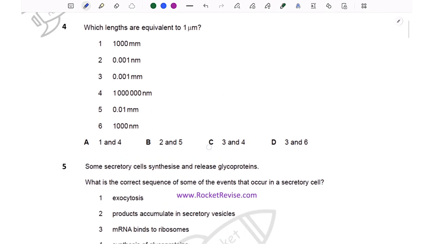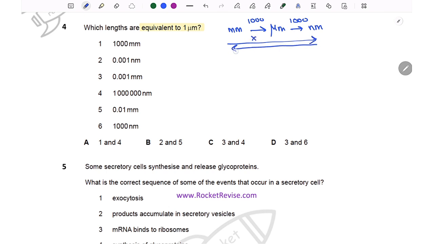Next question. Which lengths are equivalent to 1 micrometer? So let's just write down the conversions between units. Millimeter to micrometer to nanometer. So this is from largest to smallest. The difference is 1,000 between these. And when you go from large to small, you're going to multiply it. And then when you go from small to big, you're going to divide it by 1,000.